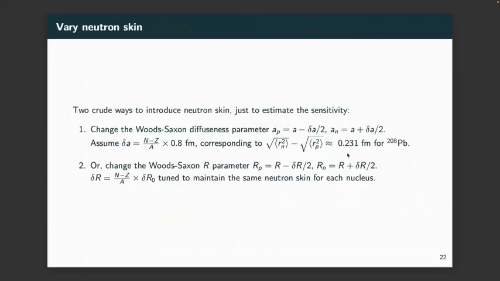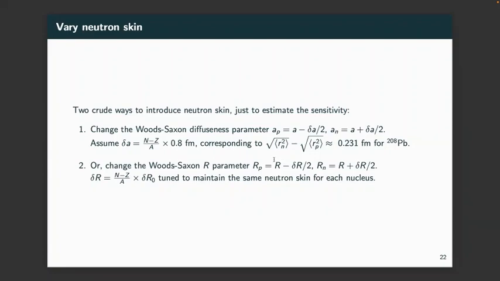And then we figure out two ways to vary the neutron skin. These are very rudimentary ways to change the neutron skin, just to see the sensitivities. One way is that we start from the same Woods-Saxon distribution, but change the diffuseness parameters of protons and neutrons, giving them a dependence on the asymmetry times 0.8 fm, roughly corresponding to a 0.23 fm neutron skin for lead-208.